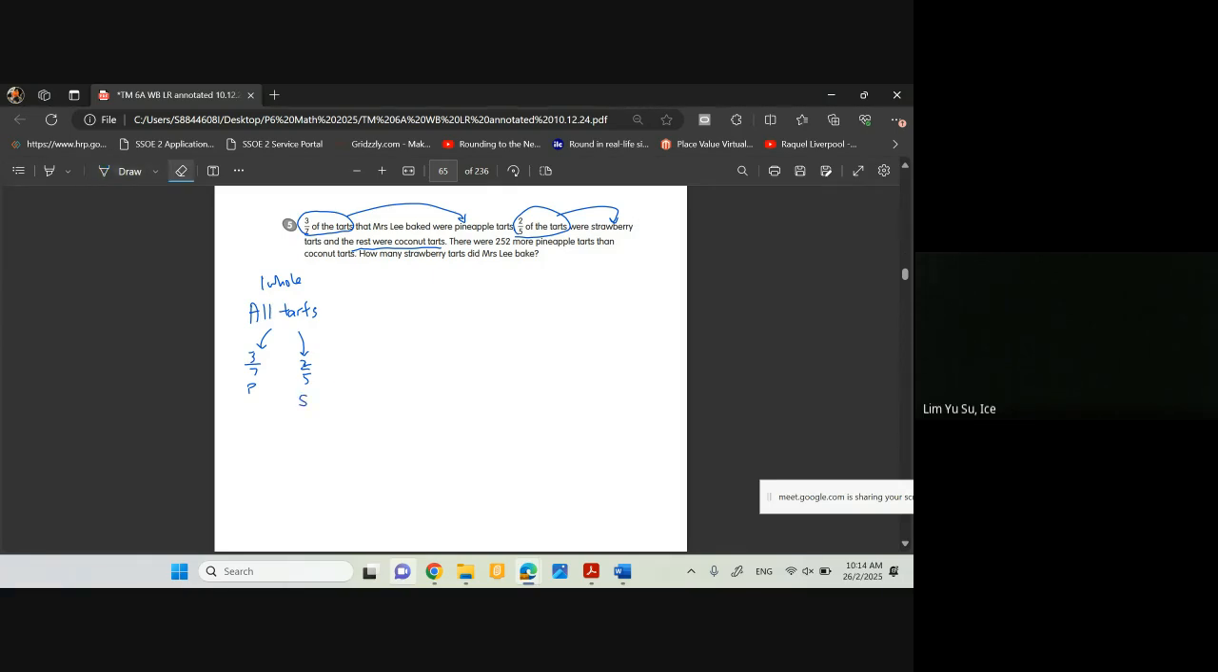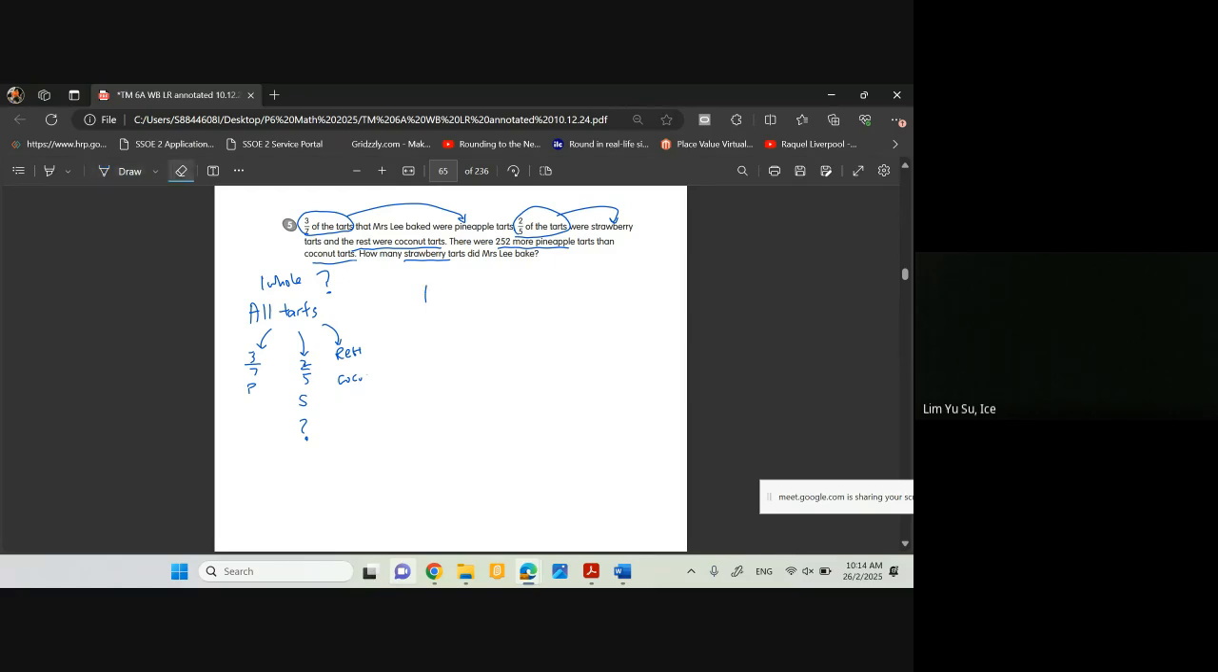Okay, here's the challenge. They never give you how many tarts. This one is a question mark to know how many. In the end, the question asks about strawberry, so this one is a question mark here. The other clue is not very helpful, so challenging. It tells you pineapple is more than coconut. How much more? 252 more.